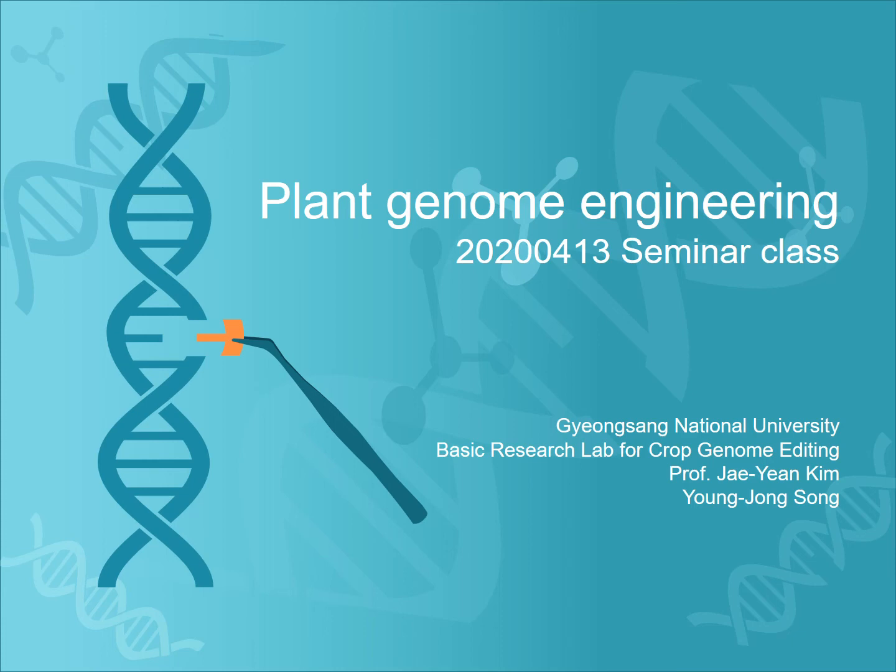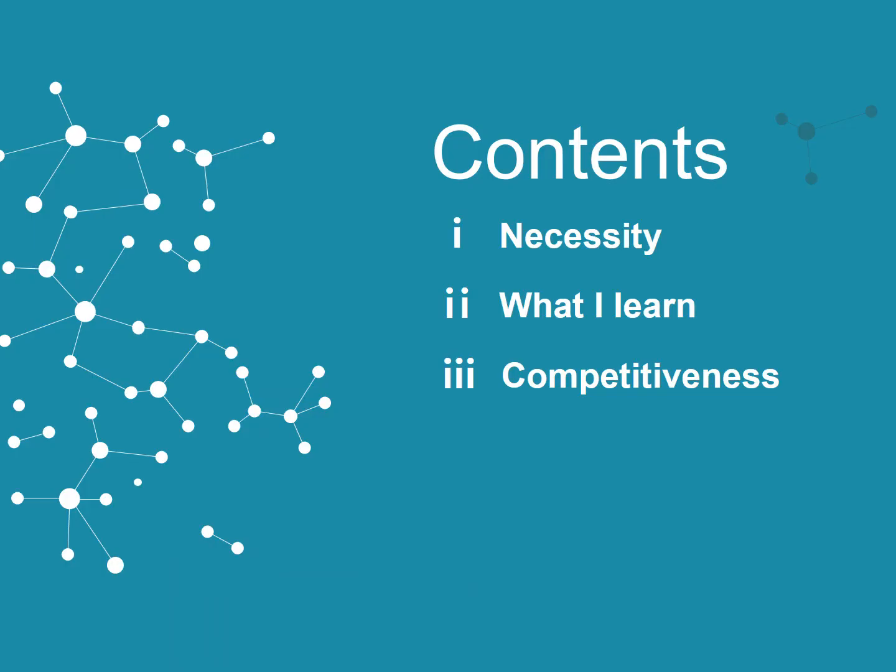I'm Song Young-jong. I study in Professor Kim Jae-yeon's lab about plant genome engineering. Today, I want to talk about what I learned in the lab. First, I will talk about the necessity of the CRISPR-Cas system in plant genome engineering. After that, what I learned in the lab. And then I will talk about the competitiveness of CRISPR system-based plant breeding technology.